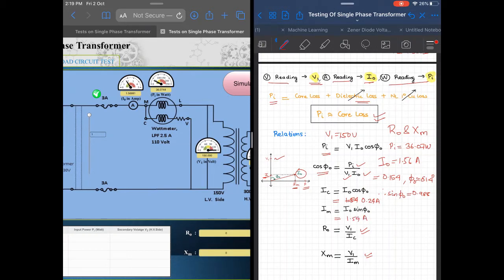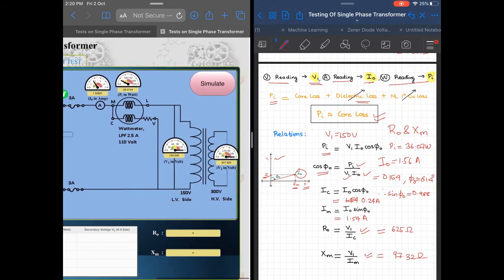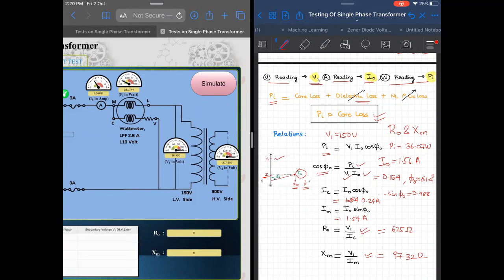So putting the values of V1 and IC, we get the value of R naught as 625 ohms and XM as 97.32 ohm. Now we click on simulate and we can check that we are almost getting the same values as calculated here. Hence, we have completed the open circuit test.